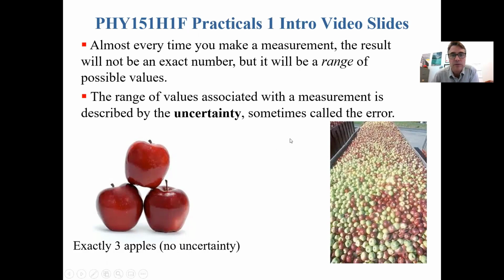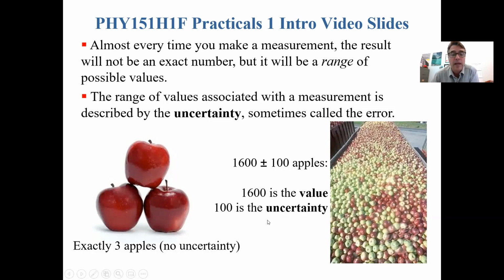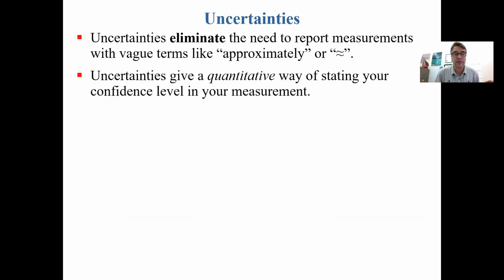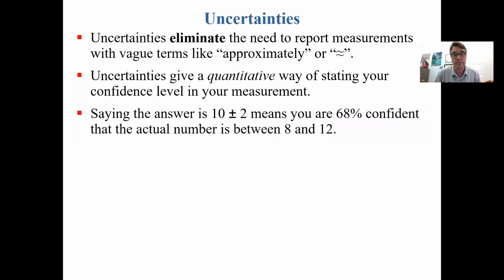And let's say you said there was 1,600 apples. You could say, it's better to say 1,600 plus or minus 100. So 1,600 is the value there, and 100 is the uncertainty. So what does that mean? That's what we're going to talk about. So uncertainties eliminate the need to report measurements with vague terms like approximately 1,600 or little squiggly equals 1,600. Uncertainties give a quantitative way of stating your confidence level in your measurement.